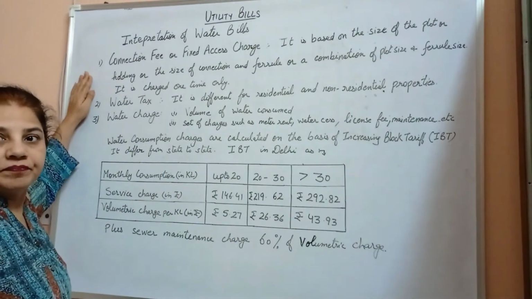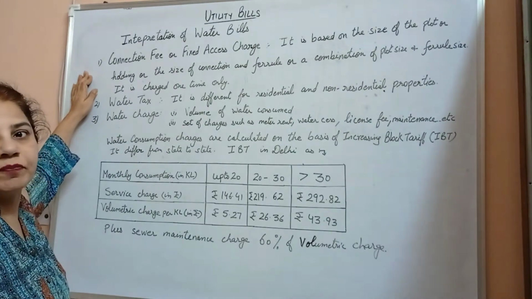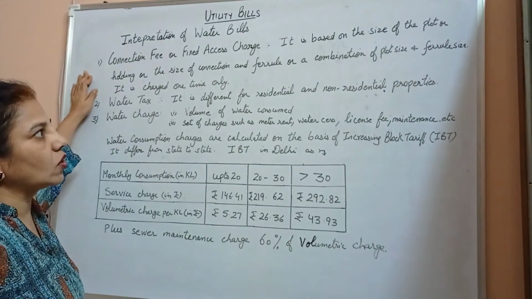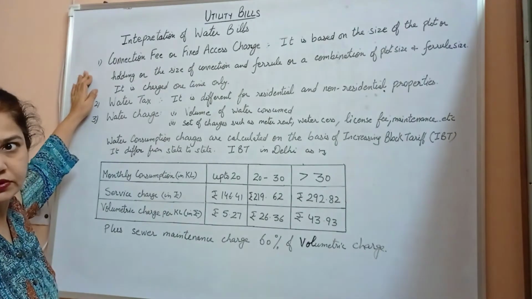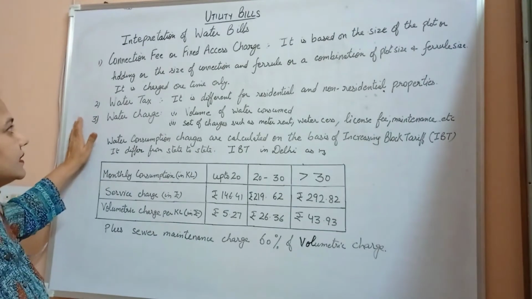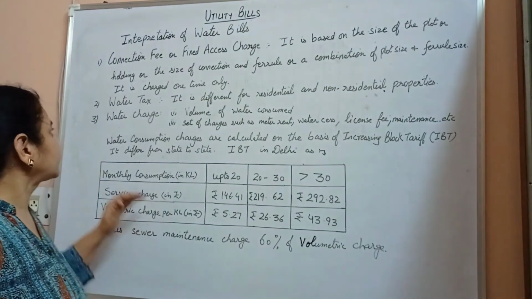First is the connection fee or fixed access charges. It is based on the size of the plot or the holding, or the size of the connection, or the combination of plot size and connection size. It is charged one time only. Water tax is different for residential and non-residential property.